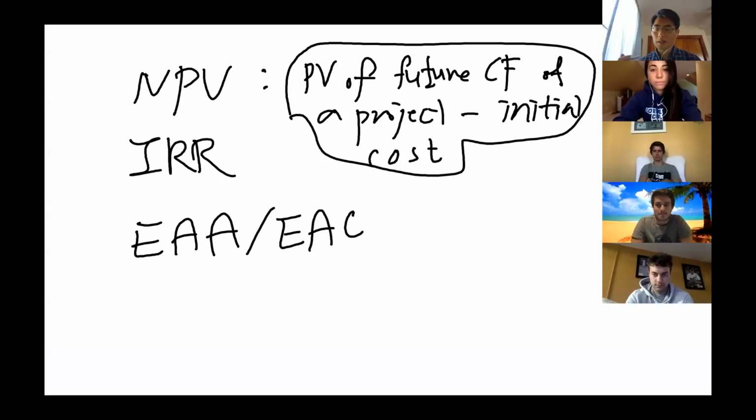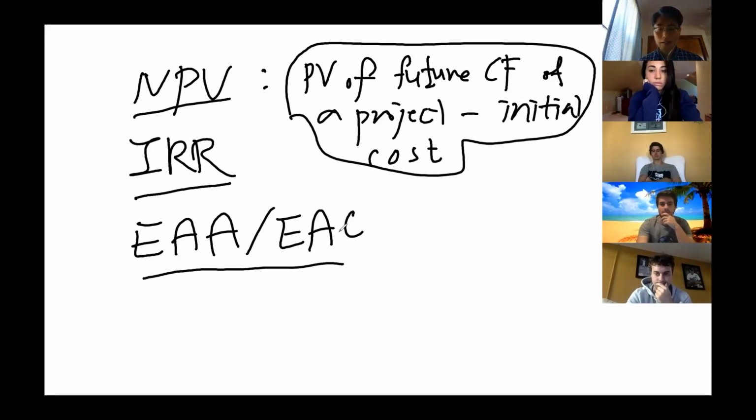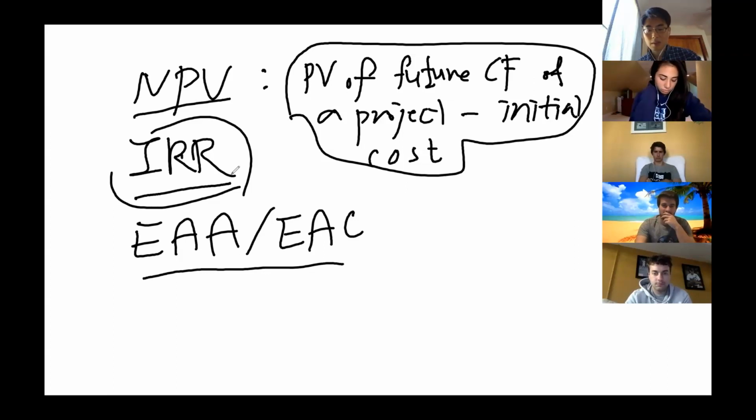And when we go back to the whiteboard, I told you that one of the things that we have to cover in chapter 8 is how to calculate the net present value, how to calculate the internal rate of return, and also understand the difference between NPV, internal rate of return, and EAA and EAC, right? And in case of internal rate of return, this is simply the discount rate that makes the NPV equal to 0. So IRR.